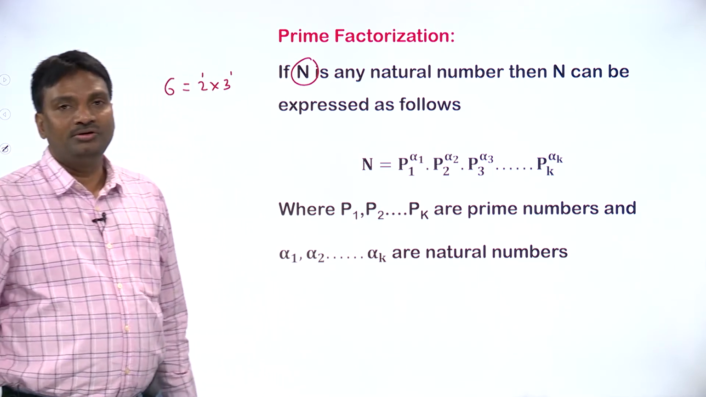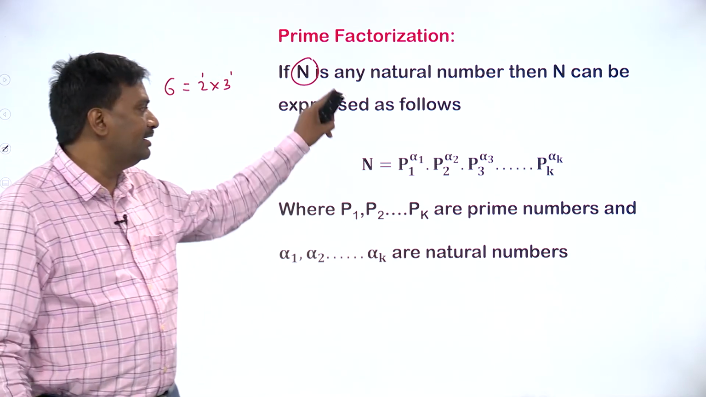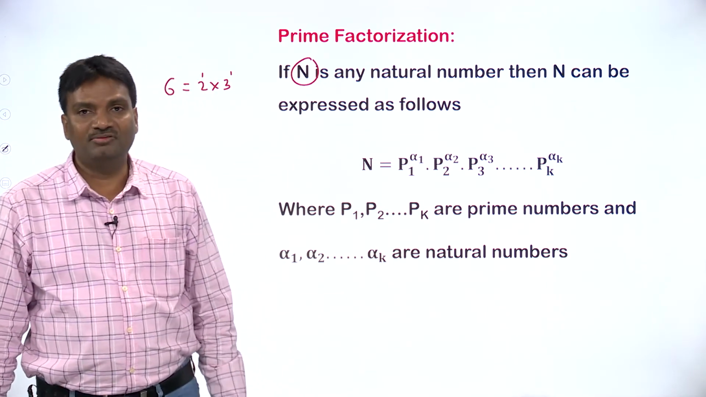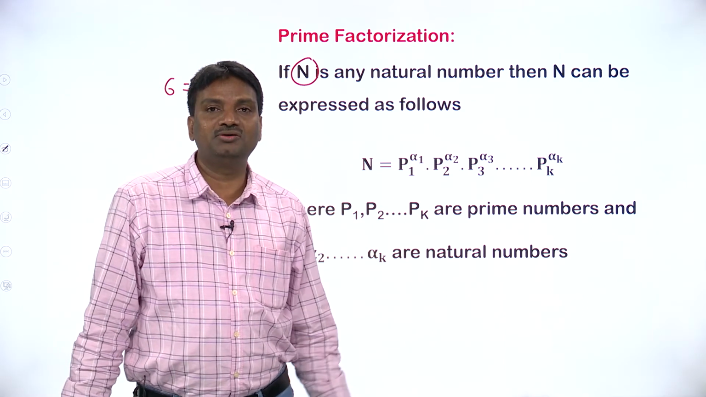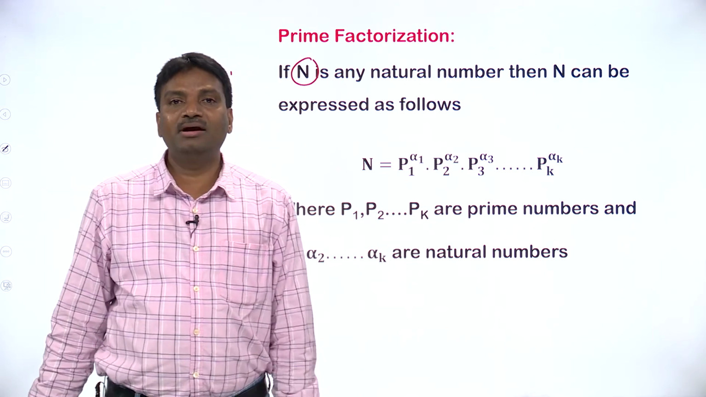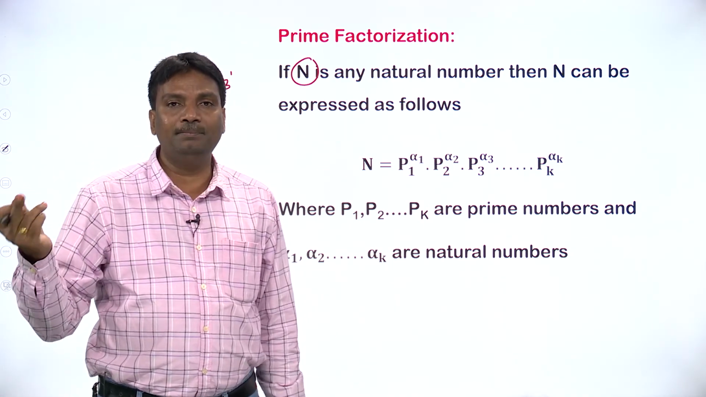So, if N is any natural number, then we can express N like this: p1 power alpha 1 into p2 power alpha 2 into p3 power alpha 3 and so on, into pk power alpha k, where the bases are p1, p2, p3, and so on up to pk.